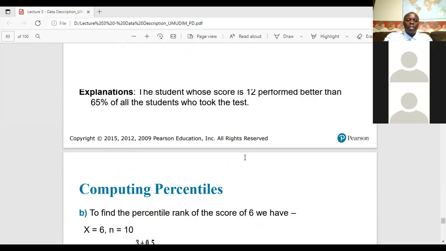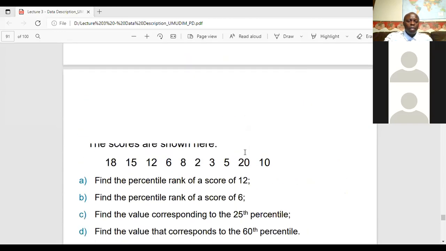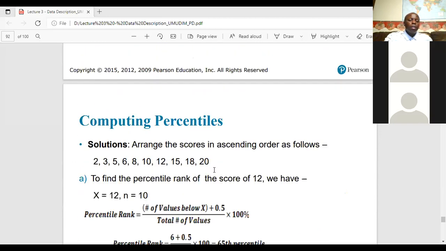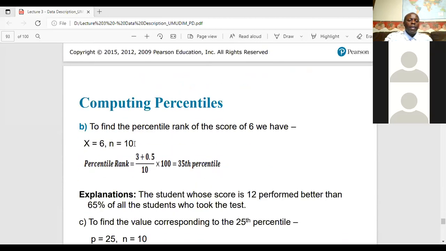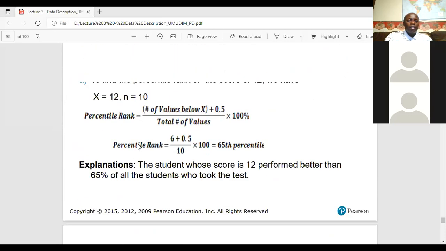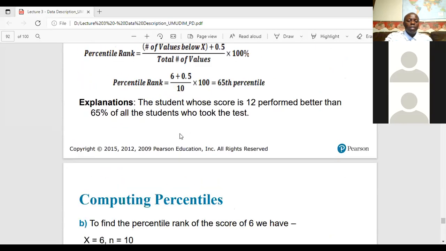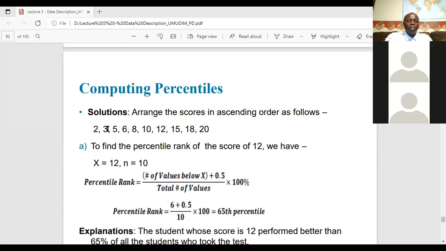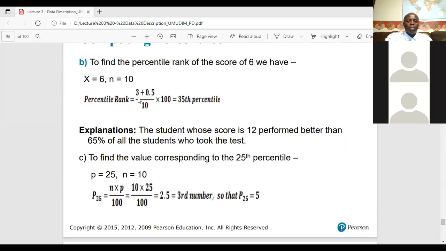Now, 0.5 is part of the formula. The next thing, the second part of the question, says find the percentile rank of the score of 6. Now again, we have our X as 6 and N is 10. So the formula says number of values below X. This time our X is 6. How many numbers are below 6 in this score? 1, 2, 3. Numbers that are less than 6. So you put here 3 of them plus 0.5, divided by 10 times 100.